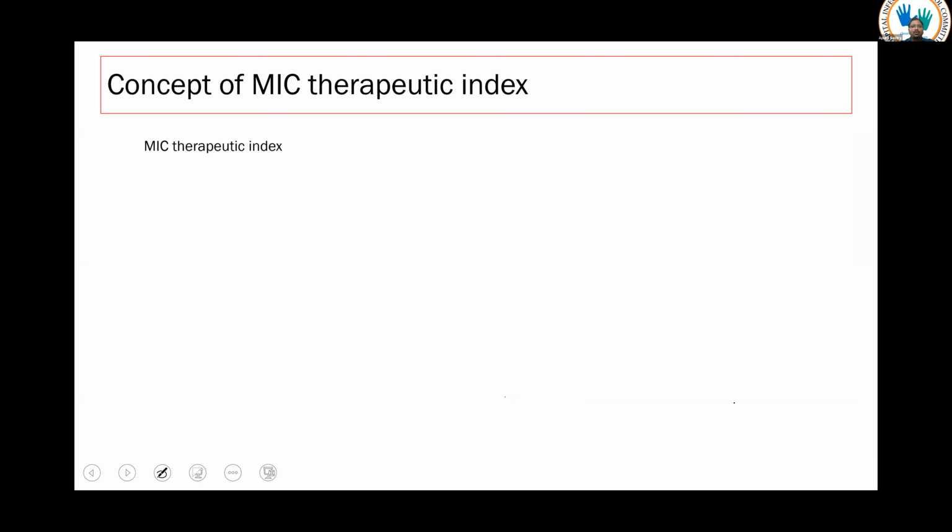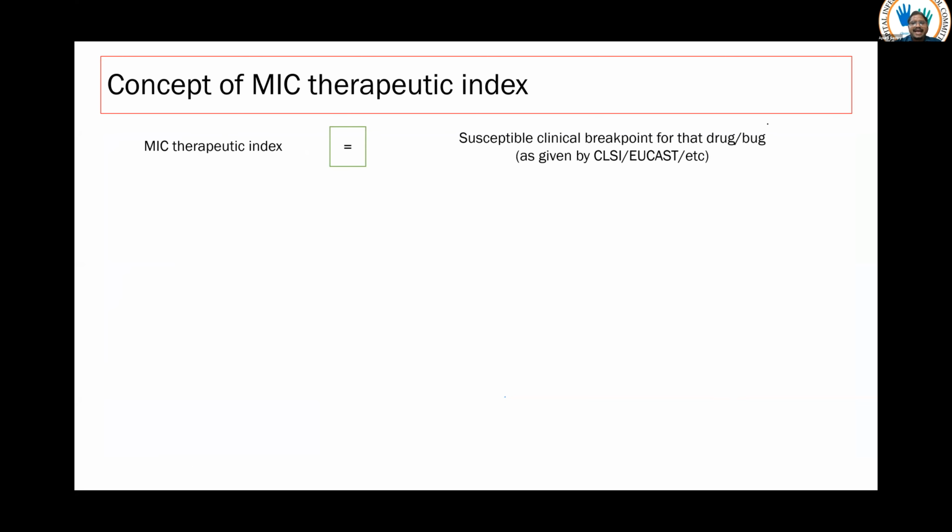So how do we calculate the MIC therapeutic index? It is calculated as the susceptible clinical breakpoint of that particular drug-bug combination, as provided to us by CLSI, EUCAST or any such body, divided by the actual MIC that we get on susceptibility testing.